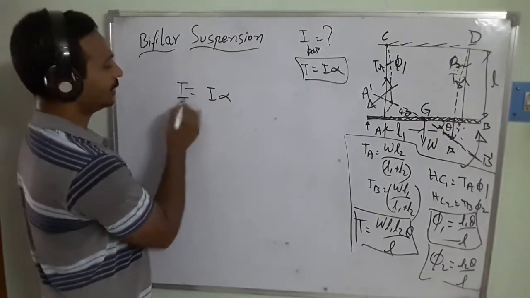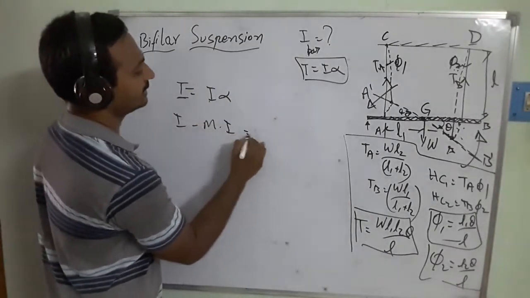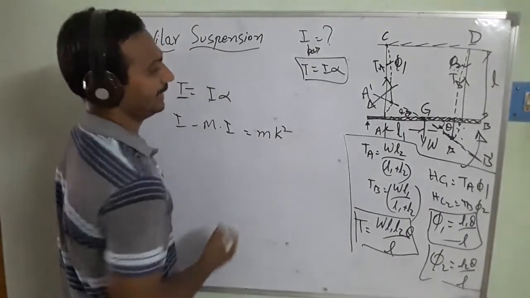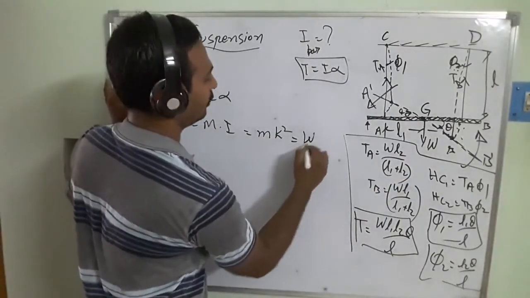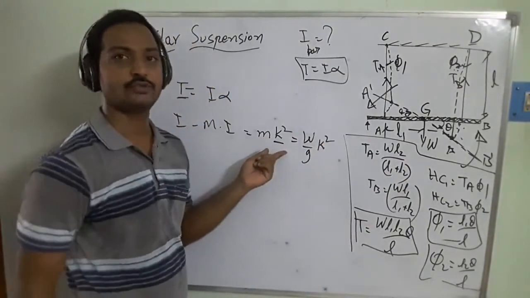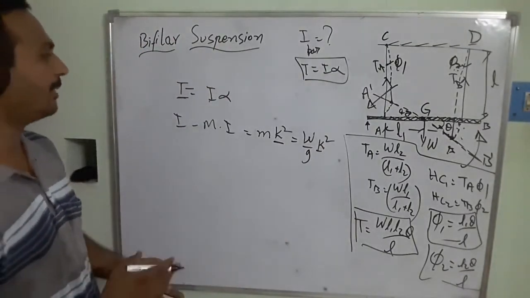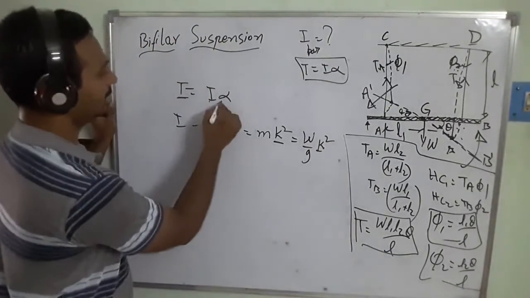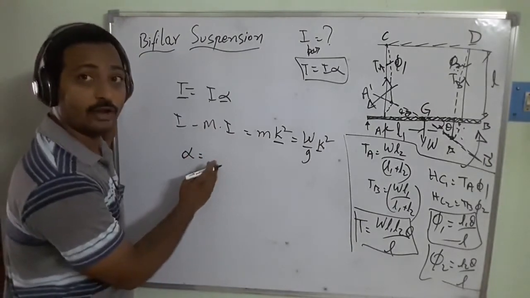As we know, T is the accelerating torque, I into alpha. We got the restoring torque, and I, the moment of inertia, is equal to m k square. Here we use W, so I write W by G into k square. We need to calculate the k square value, and once we have it, we can easily find the moment of inertia. Then alpha is the angular acceleration.